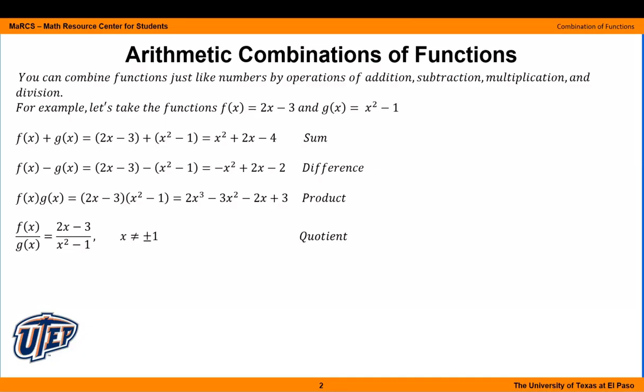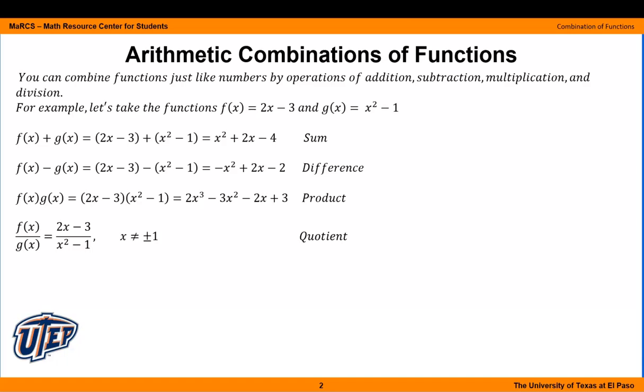Let's begin with an arithmetic combination of functions. If we have two functions, f of x and g of x, we can combine them just like algebraic expressions. We can add them, subtract them, multiply them, and divide them. The key idea here is that when performing these operations, we replace each function with its expression, then simplify carefully.